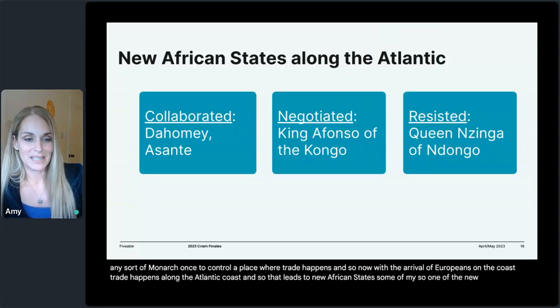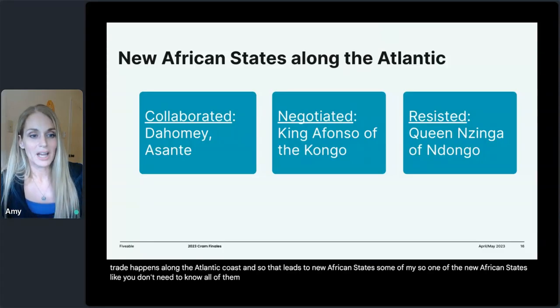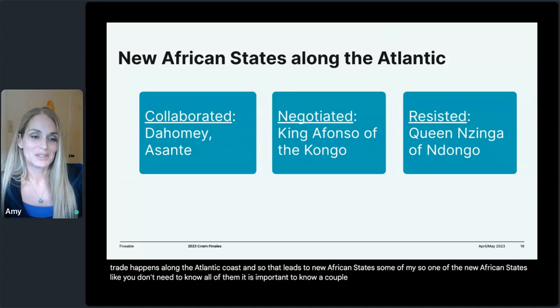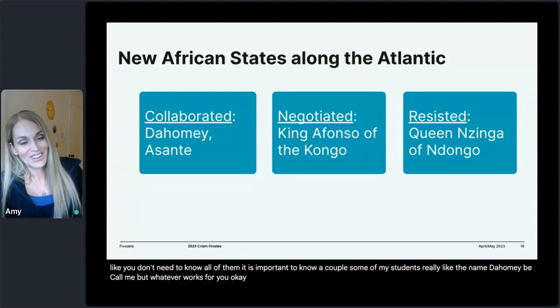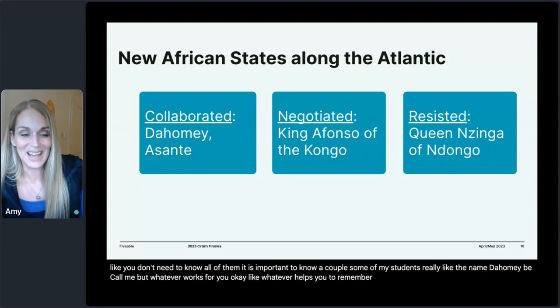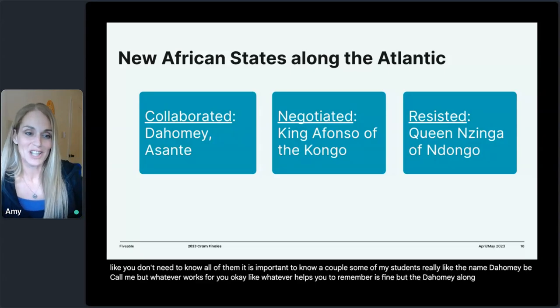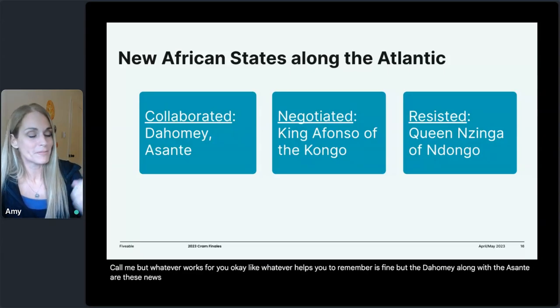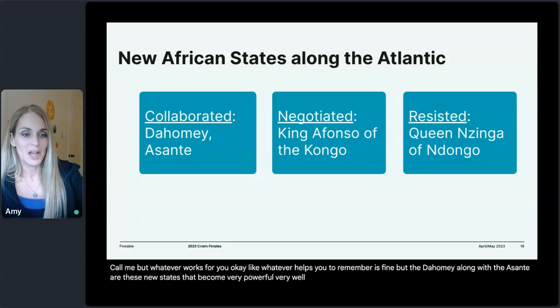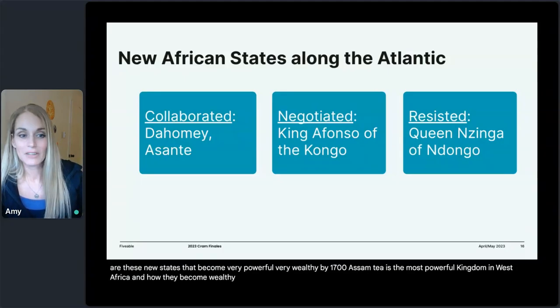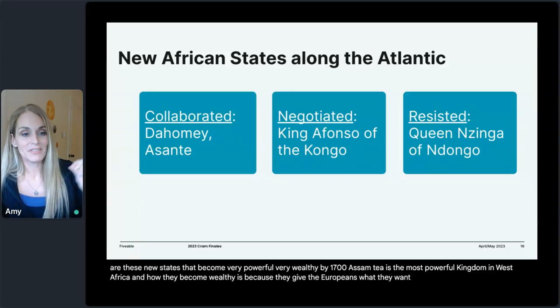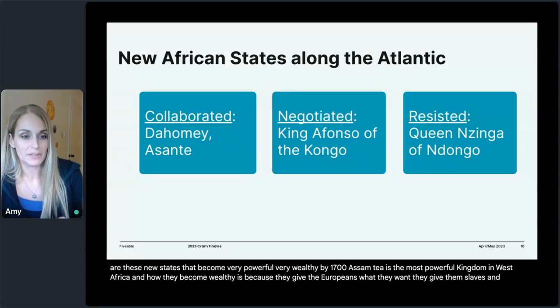So one of the new African states, you don't need to know all of them. It is important to know a couple. Some of my students really like the name Dahomey because I guess it sounds like Dahomey, but whatever works for you, okay? Whatever helps you to remember is fine. But the Dahomey, along with the Asante, are these new states that become very powerful, very wealthy. By 1700, Asante is the most powerful kingdom in West Africa. And how they become wealthy is because they give the Europeans what they want. They give them slaves, enslaved Africans, I should say.